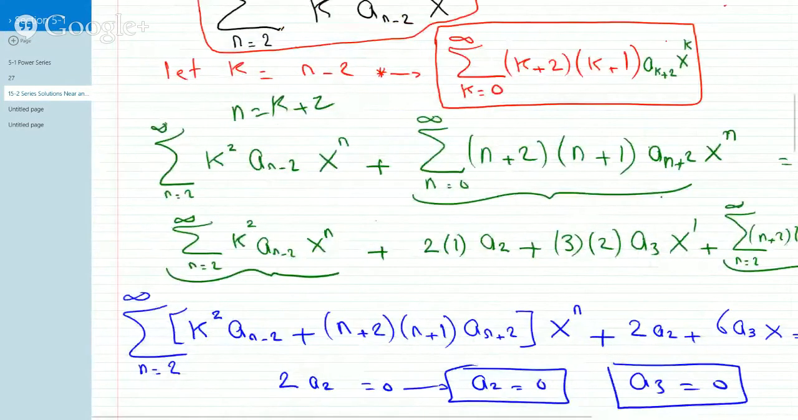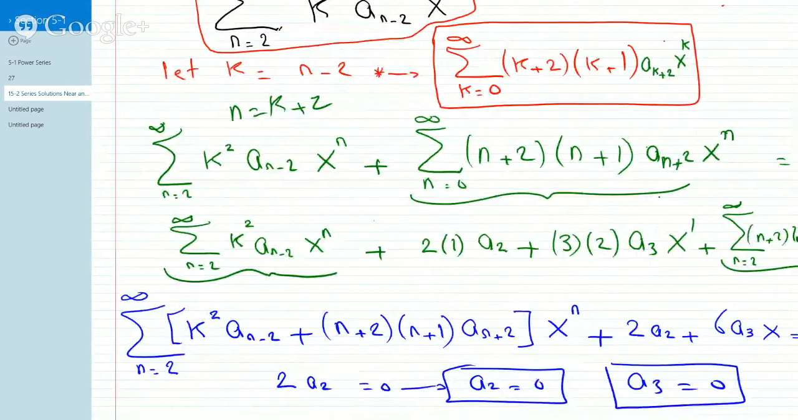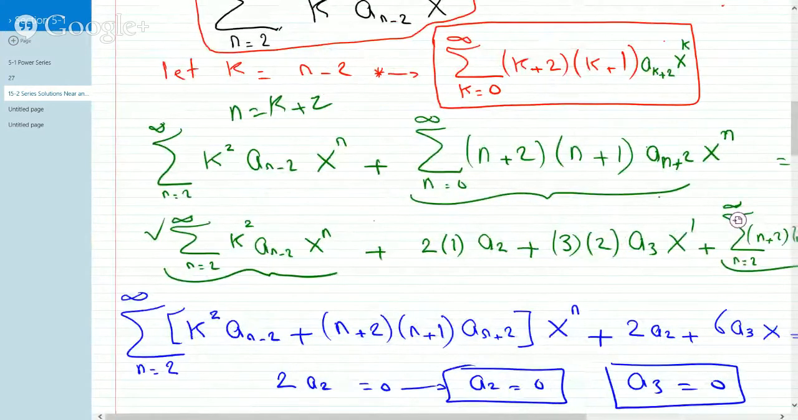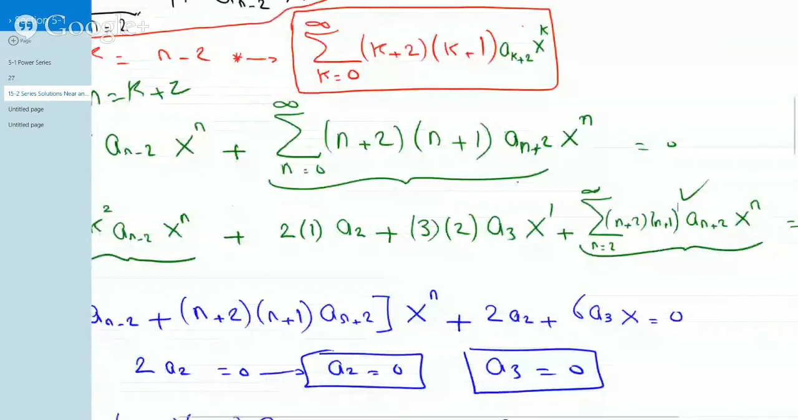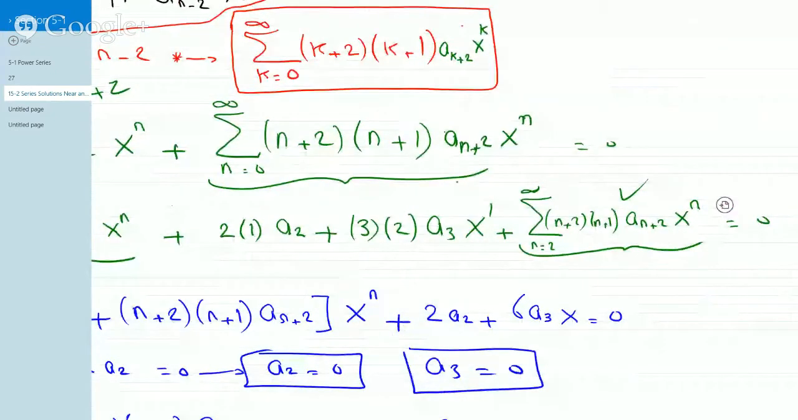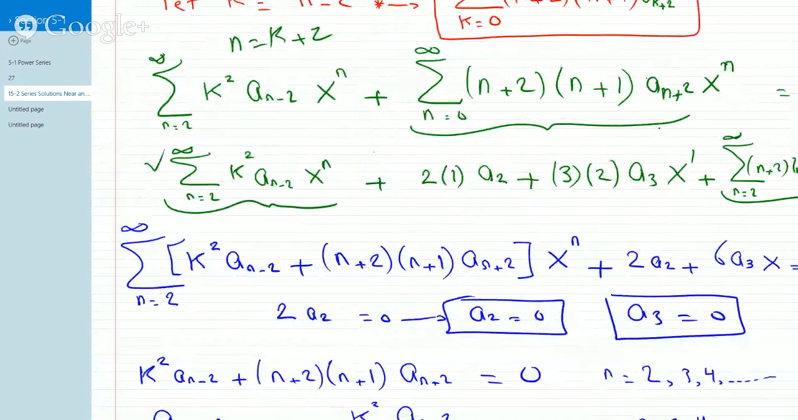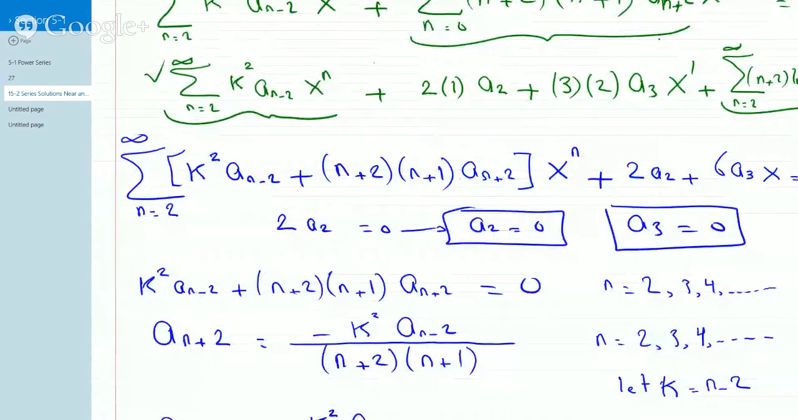And now we can put these two series together, because now they both have x to the n and they both start at n equals 2. So we did that. We factored x to the n out, put everything in, plus 2a2 plus 6a3x, which are the terms that came from n equals 0 and n equals 1, equals 0. And now for this sum to be 0, the coefficients have to be 0. So we set the coefficients a2 equals 0 and a3 equals 0. And also the coefficient here, which is (n minus 2)a of n minus 2 plus (n plus 2)(n plus 1)a of n plus 2 equals 0.